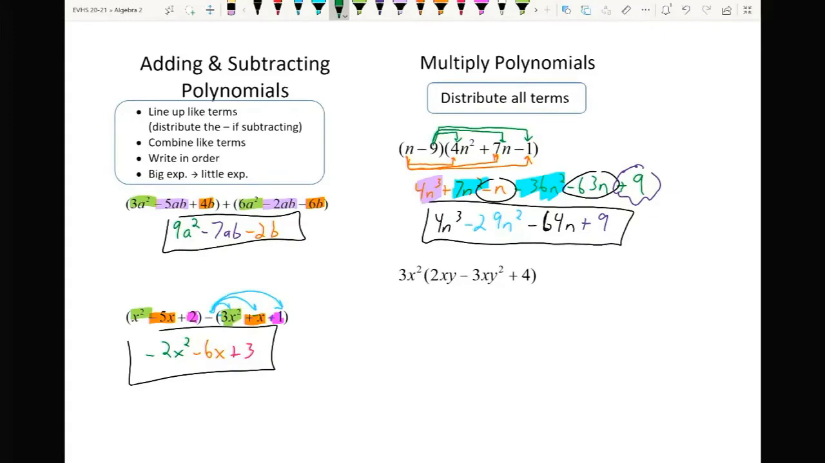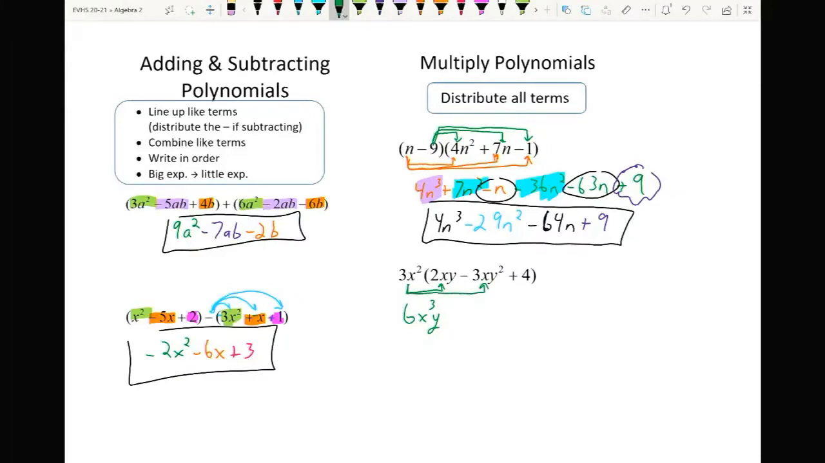Okay, now let's go ahead and distribute this guy out. So 3x squared times 2xy. 3 times 2 is 6. X squared times x is x cubed. And then the y comes along for the ride.